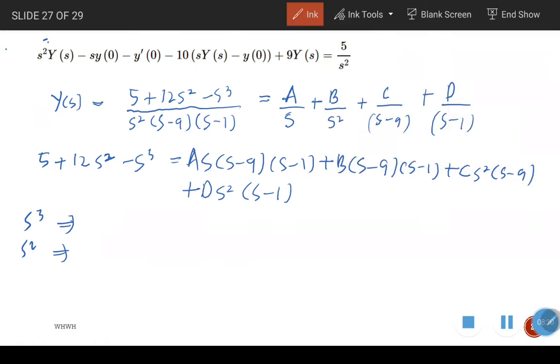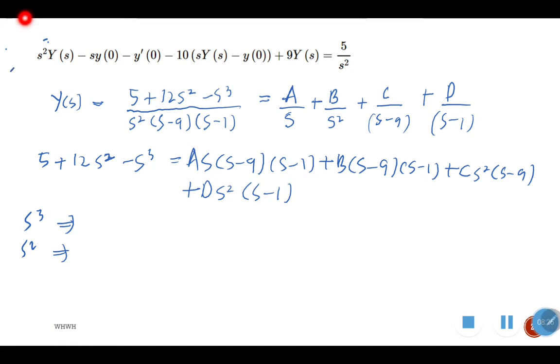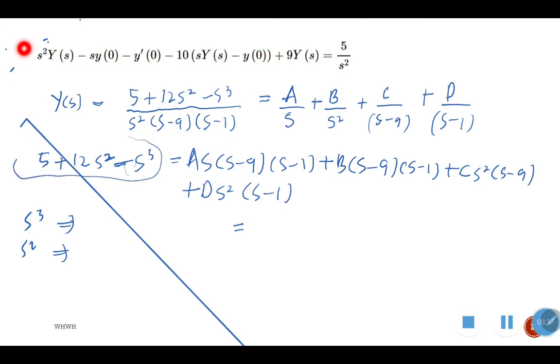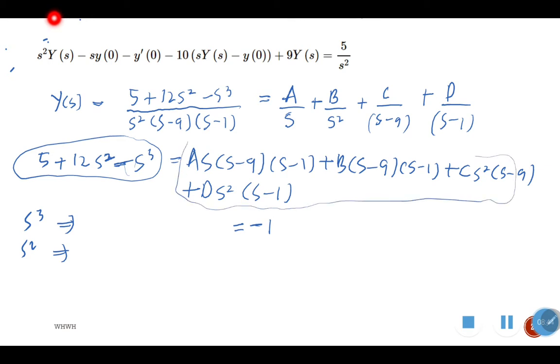I'm not going to show you the equation expansion and so on, because I think you may do it on your own. What is certain is that for s cube, we compare on your right hand side here. The coefficient multiplied by s cube on your right hand side is minus 1. So whatever equation you have here, find it and set it equal to what is here. And for s square, we have equals to 12.